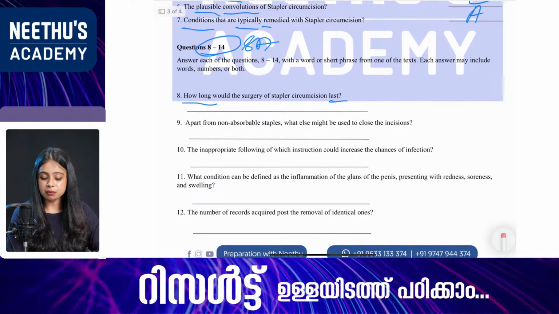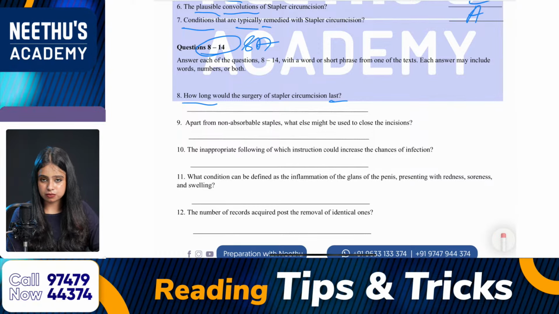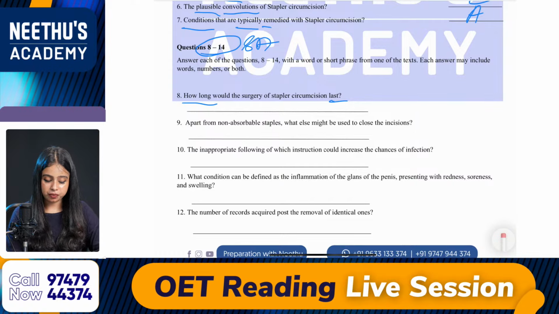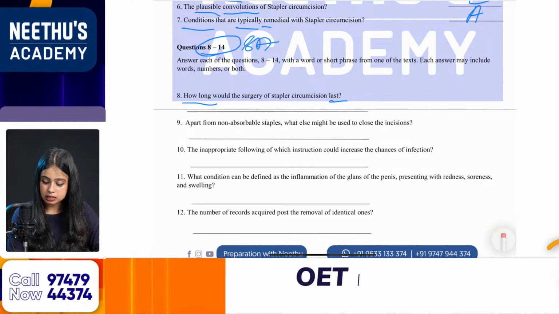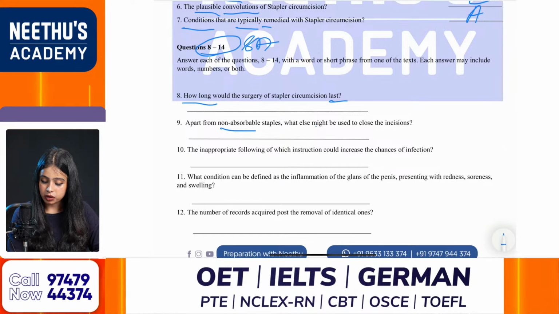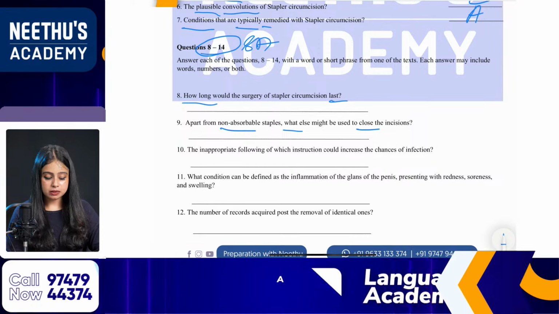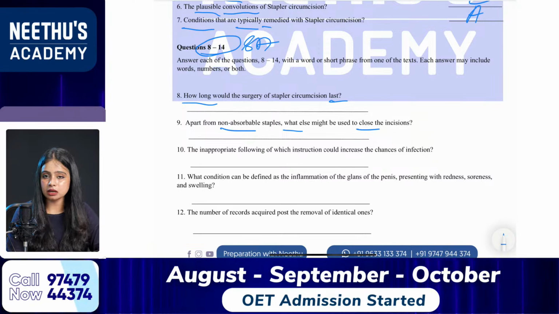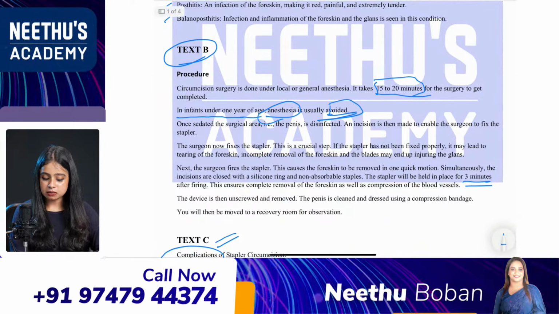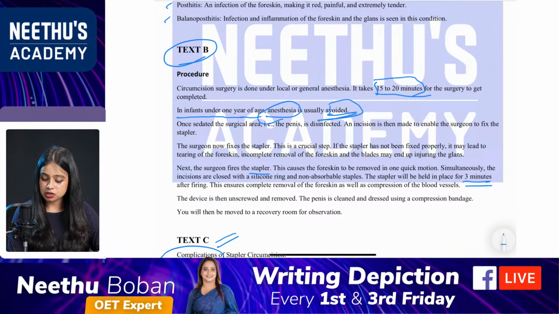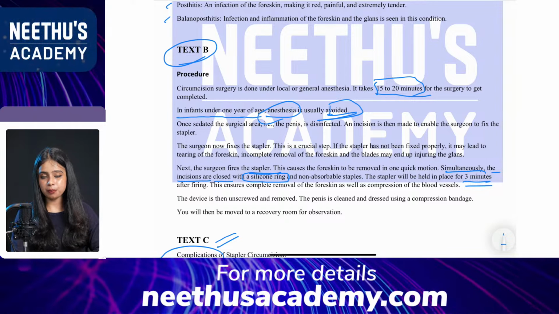9th one. Apart from non-absorbable staples, what else might be used to close the incisions? Okay, Libby, it's silicone ring, right? Very good. So apart from non-absorbable staples, my keywords are, what else might be, and close. And the answer is silicone ring. It is from text B. See, next the surgeon fires the stapler, so actually it is in the second line, simultaneously the incisions are closed with a silicone ring. So answer is silicone ring from text B.